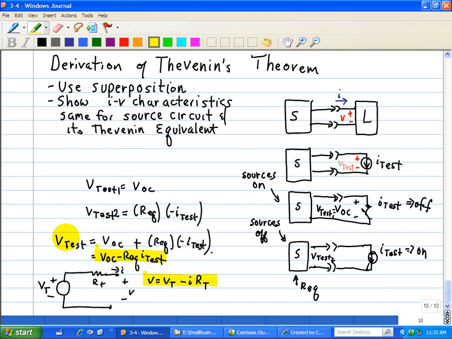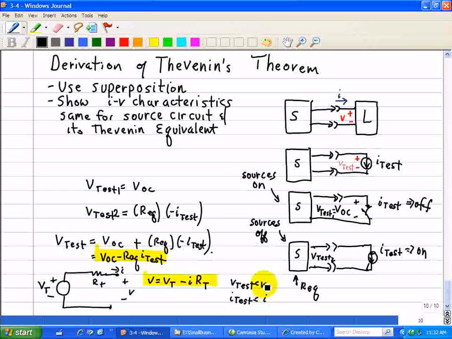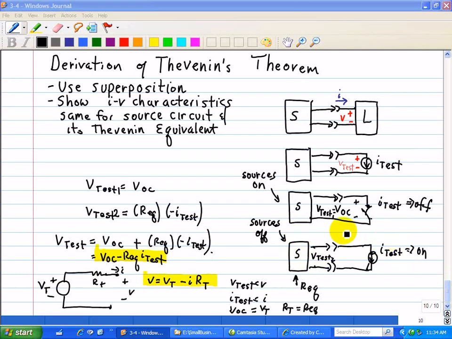So in this case, we can conclude that when we compare these two equations and the diagrams, we can say that V test is equal to V, I test is equal to I, VOC is equal to Vt, and that RT equals R equivalent.